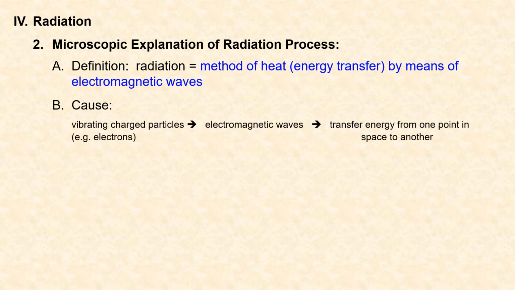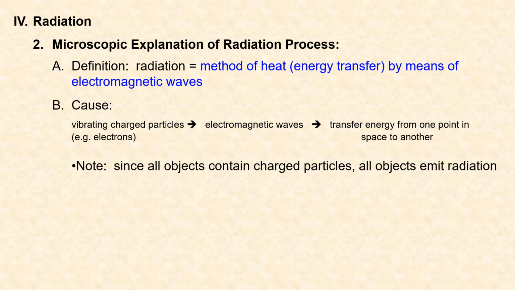And really, it's vibrating charged particles that create electromagnetic waves. I say vibrating charged particles. In general, it's accelerating charged particles. And this is something you'll talk about in great detail in Physics 103. But a vibration, as you know, is an example of an acceleration. So any particle that vibrates back and forth accelerates. Anytime a charged particle accelerates, it creates an electromagnetic wave, which will transfer energy from one point in space to another.